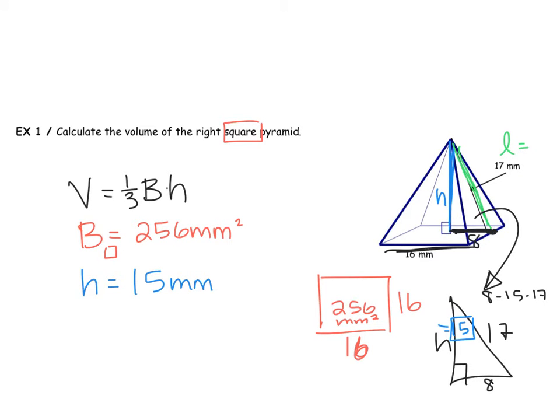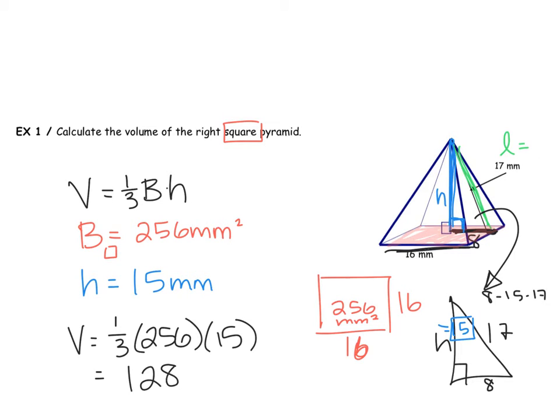Again, it is imperative that we pop these shapes out so that we can see all of the different pieces that we need. I would recommend using colors to highlight which pieces represent which areas. So I have my red base at the bottom. I have my blue height that goes from the apex perpendicularly down to the base, and now I am ready to make my calculations. So volume equals 1/3 times 256 times 15, which gives me 1,280, and I have millimeters times square millimeters gives me cubic millimeters.